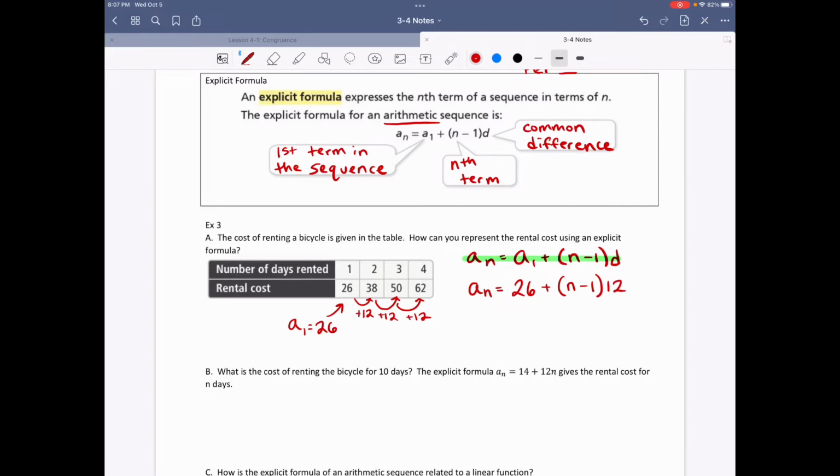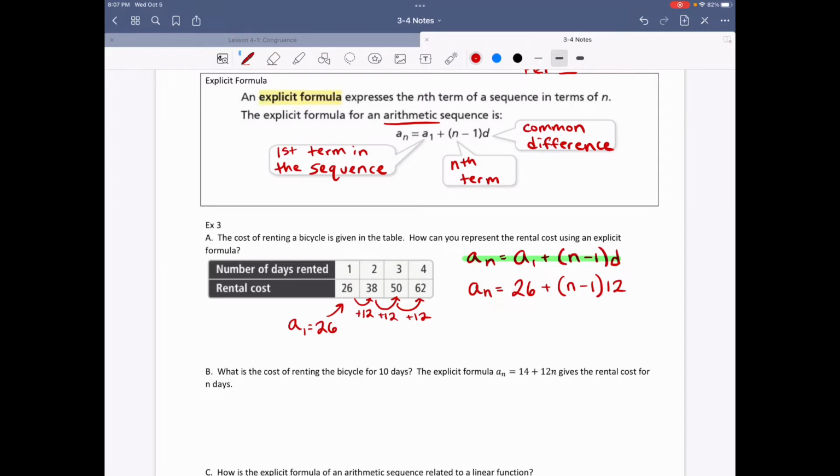That's our common difference. Now we're just going to simplify this. So we could leave the formula as is, and that would be perfectly fine. And you could even substitute in any number for n with the formula as it is. Like if you did 100, 100 minus 1 is 99, 99 times 12, and then add 26, and you could figure out the nth term.